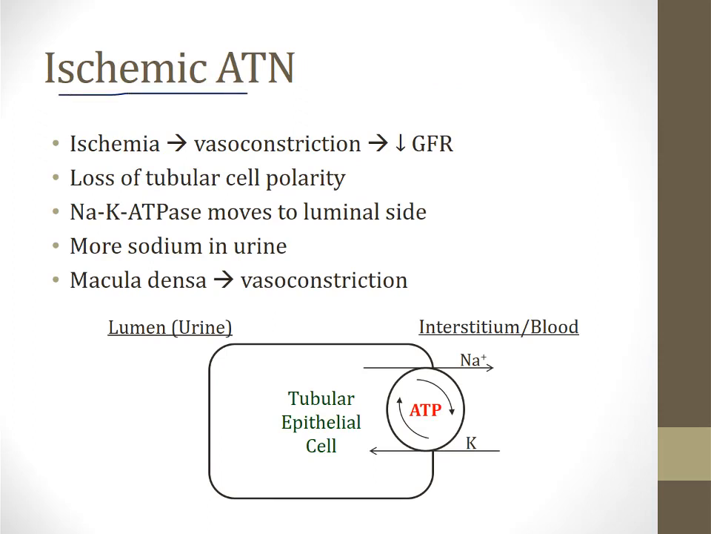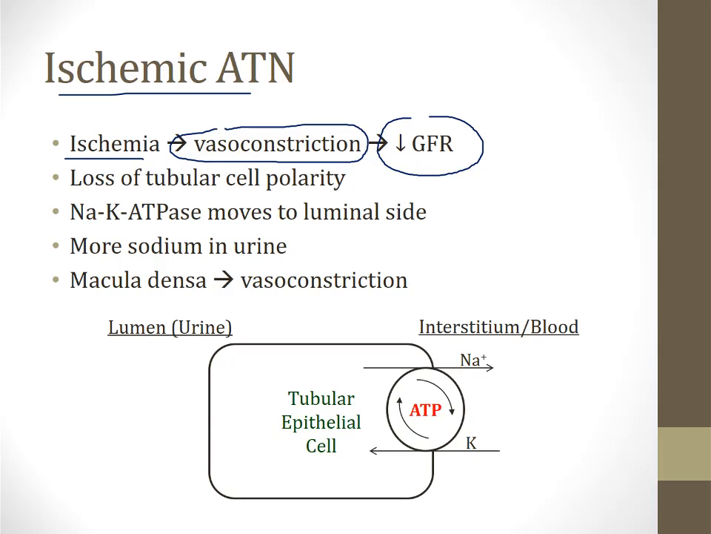Let's talk about ischemic ATN in a little bit more detail. When there is ischemia to the kidneys, this leads to vasoconstriction. It's high yield to remember this. Vasoconstriction of blood vessels that supply the glomeruli with blood flow, and this leads to a severe drop in GFR in addition to necrosis of tubular cells.